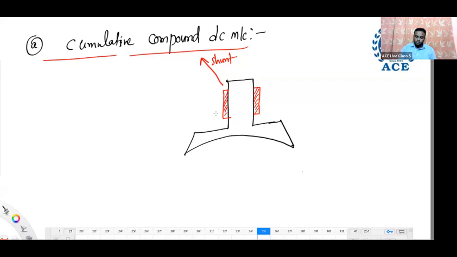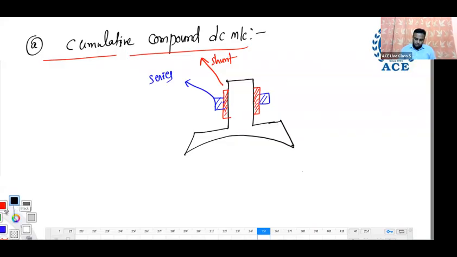Okay, this is shunt. And on that, let us place the series field winding, with fewer turns. This is the series field winding. Both are placed on it. Now internally both windings are connected with the armature. So those connections we will also see, long shunt and short shunt, how they are connected.